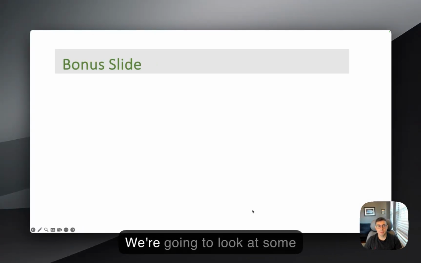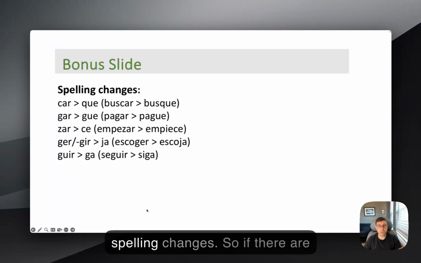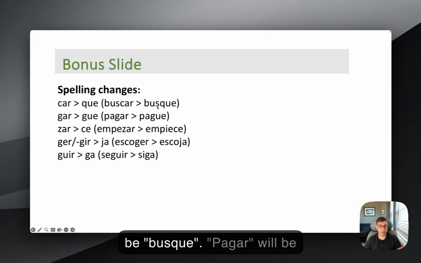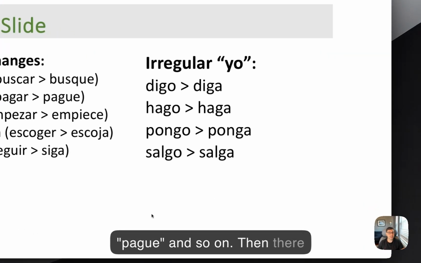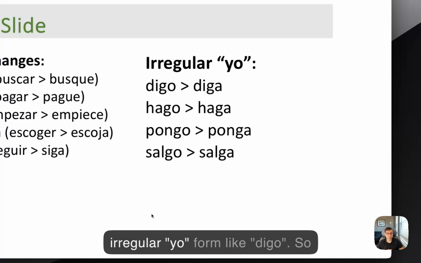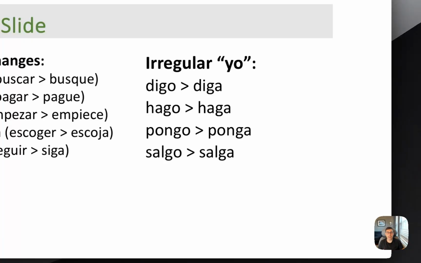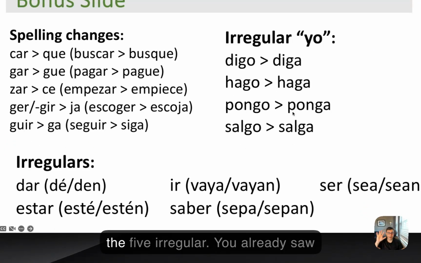Bonus slide. We're going to look at some spelling changes. So if there are spelling changes, like car becomes que, so buscar will be busque. Pagar will be pague, and so on. Then there are some verbs that have an irregular yo form, like digo. So this will be diga. Yo hago. When I want to do a command, haga. Pongo, ponga. Salgo, salga.